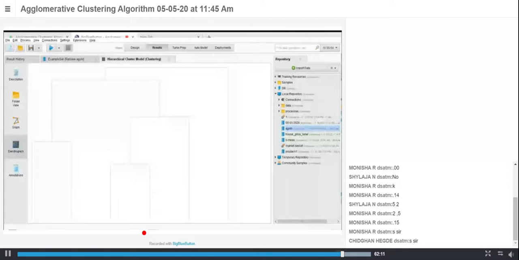Then I'm going to show you an attendance now. That's all today. We have finished two clustering techniques, partitional as well as hierarchical. In partitional, we studied the k-means algorithm. In hierarchical, we studied agglomerative.